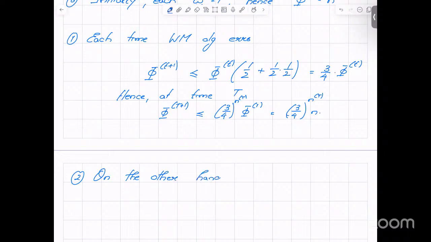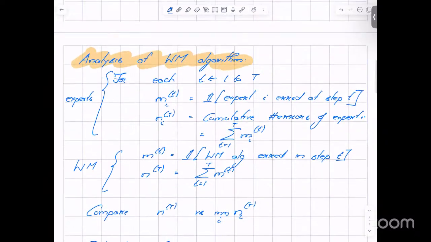M of t is the max that it earned in time t, and n of t is the cumulative number of errors. So n is always going to stand for the cumulative errors. If I index it with i, it's for expert i. If I don't index it, it is for the algorithm. And what we want to compare is this n of t versus ni of t. That's our goal.